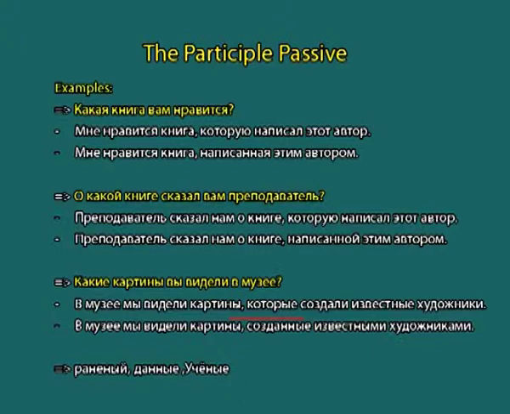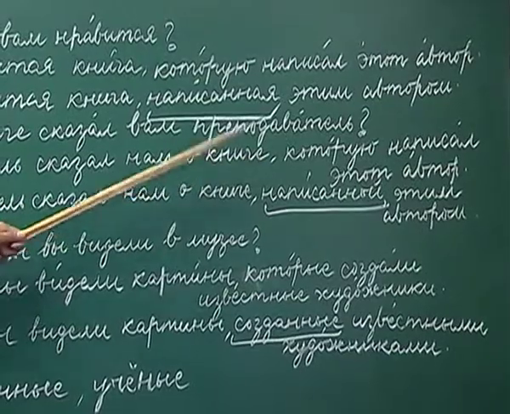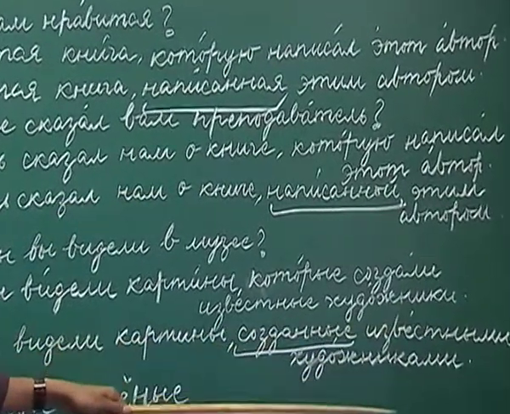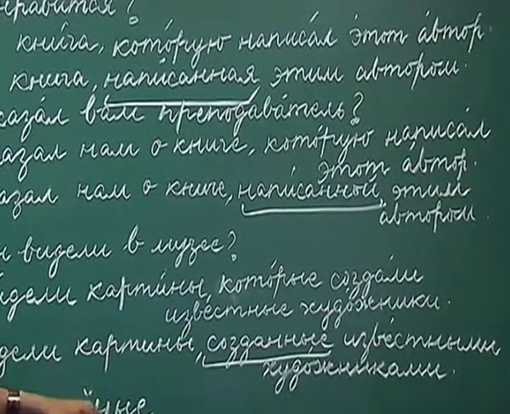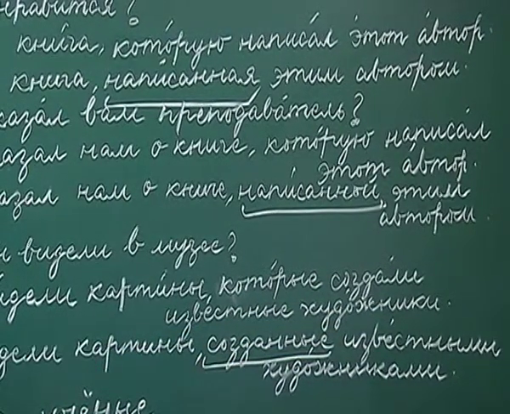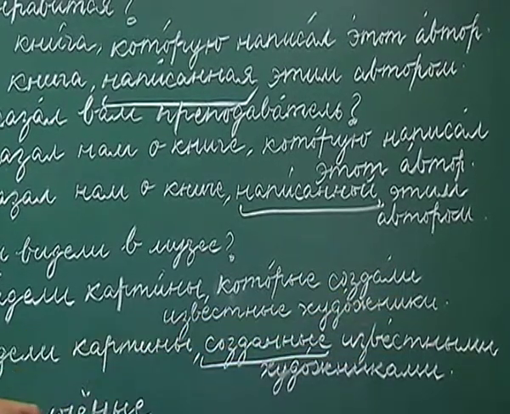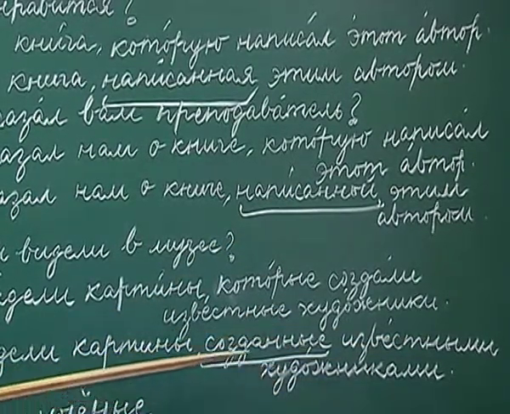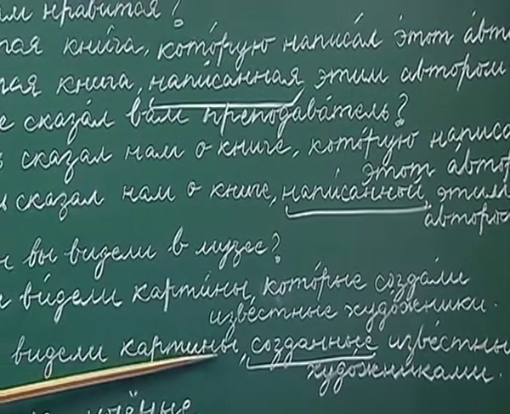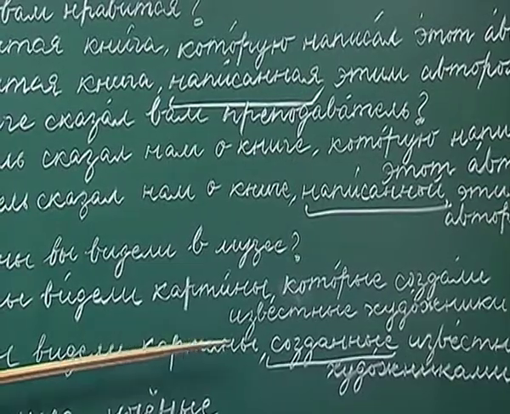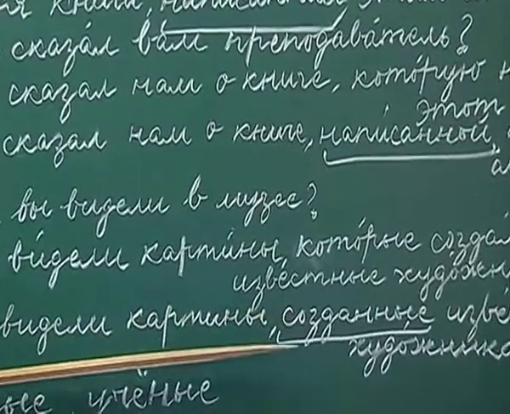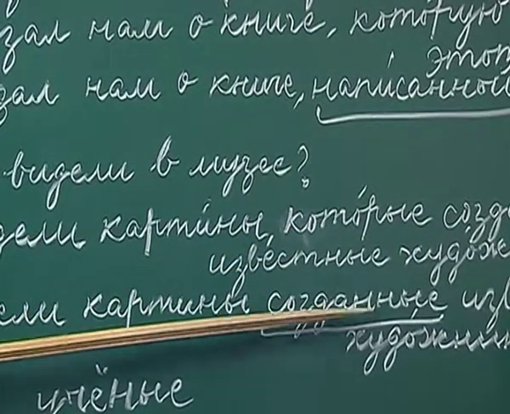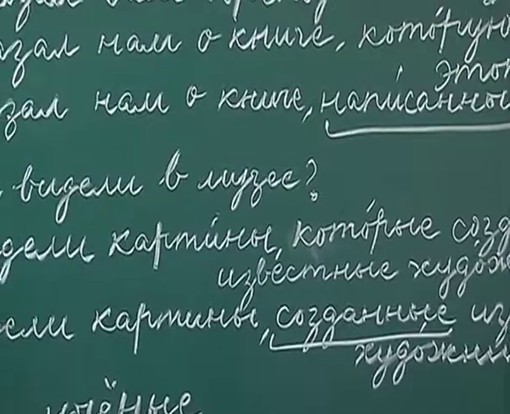So, here we are using the verb sazdach. "V muzee mi vijali karchini sozdanniye izvesnami khudoshnikami." Similar to the second example, here also we are using the performer of the action, and since it's the performer of the action, that will be kept in the form of instrumental case. So, izvesniye khudoshniki izvesnimi khudoshnikami, and sozdanniye will correspond to the form of karchini, because sozdanniye qualifies the noun karchini. And karchini is the accusative case, plural number. So, that is why sozdanniye will also be in the accusative case, plural number.